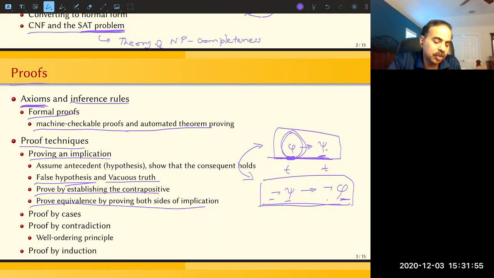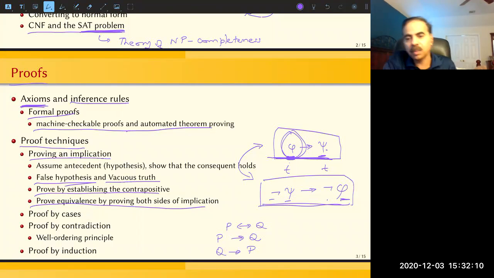And then if you want to show that two things are equivalent, so if you want to show that P is equivalent to Q, then you can do that by first showing P implies Q, and then independently you establish that Q implies P. Now you have proved P is equivalent to Q.